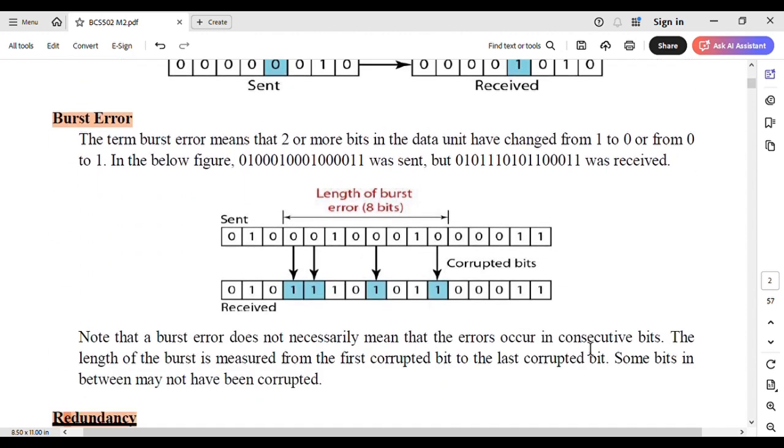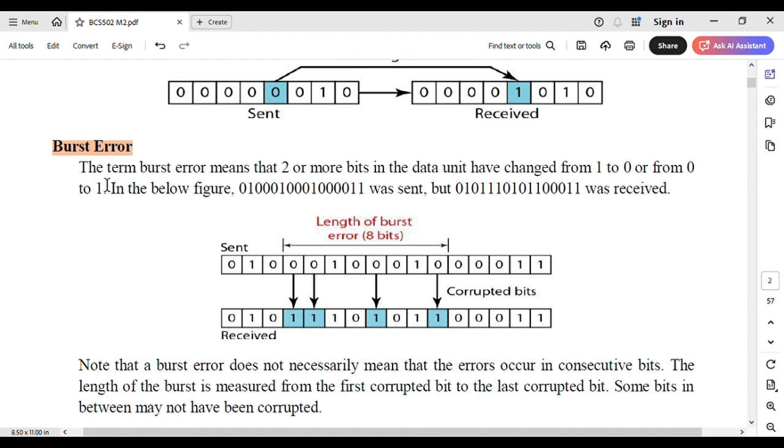Next, the second thing is the burst error. We already discussed the single bit error. Burst means a group or blocks. The term burst error means that two or more bits in the data unit have changed from 1 to 0 or 0 to 1. Just now we said that two or more bits have been changed during transmission.